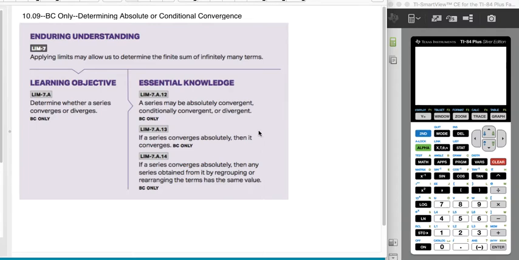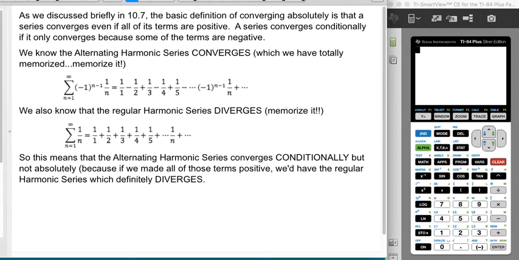All right, this is AP BC Calculus. We're doing a BC only unit. This is Unit 10, Section 9, determining absolute or conditional convergence. So the difference between absolute and conditional really just boils down to whether the series would converge if it were entirely positive. So let's look at what I mean by that.